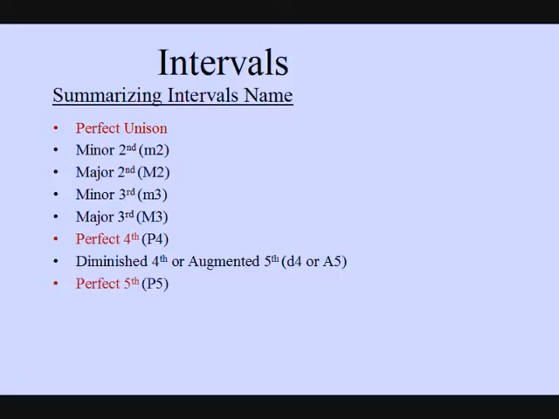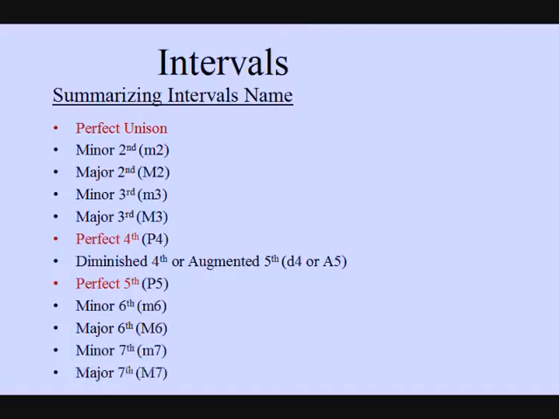Then we have the perfect fifth, the minor sixth, the major sixth, the minor seventh, the major seventh, and the perfect octave. As you can see, what we were trying to say before is that the second goes through minor and major, the third the same, the sixth and the seventh too, but the perfect unison, the perfect fourth, perfect fifth and perfect octave don't actually have a major or minor version.